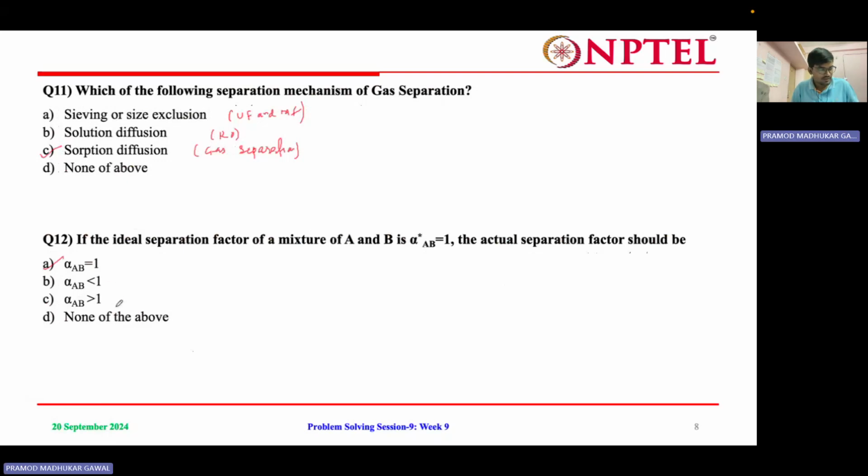Alpha AB less than 1 means B is more volatile than A. Alpha AB greater than 1 means A is more volatile, but there is no condition to match with this ideal separation factor. Option A is correct.